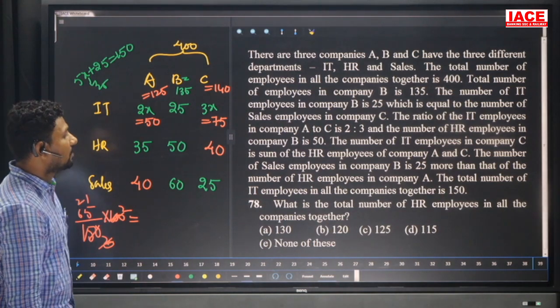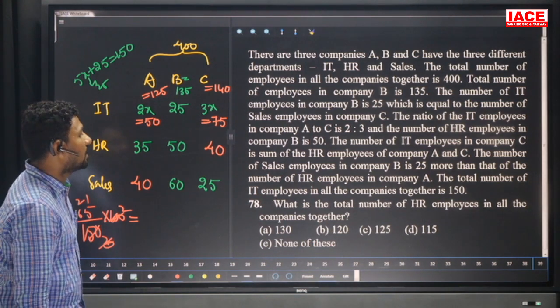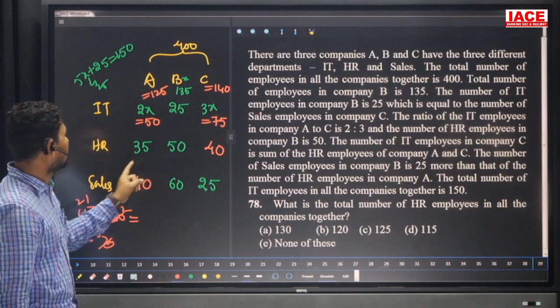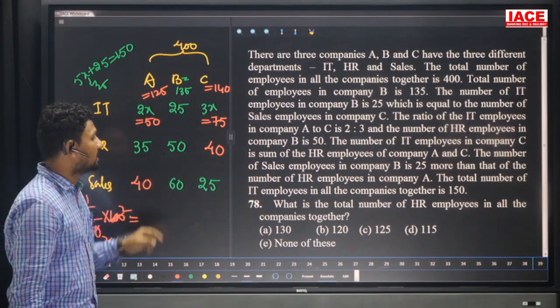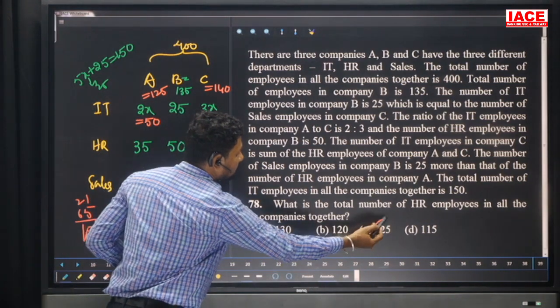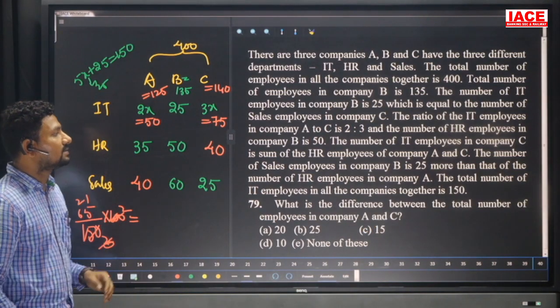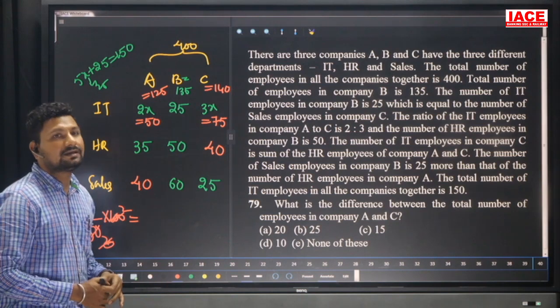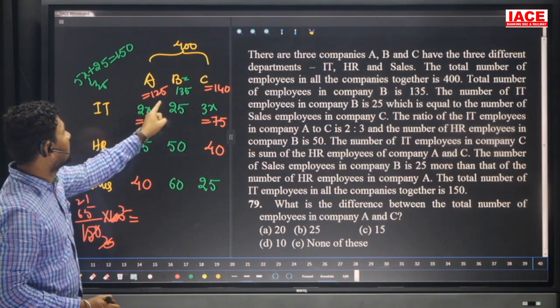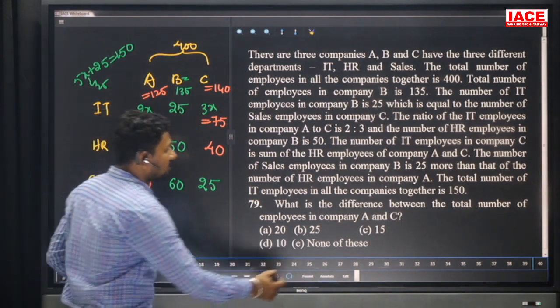Move to the next question. What is the total number of HR employees in all the companies together? HR employees value here 50 plus 40, 90, 90 plus 35, 125. Our option is C. Next question 79. What is the difference between the total number of employees in A and C? A value is 125, C value is 140, difference is 15. Our option is C.